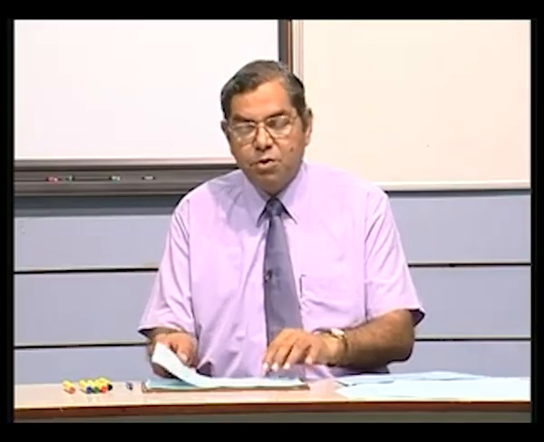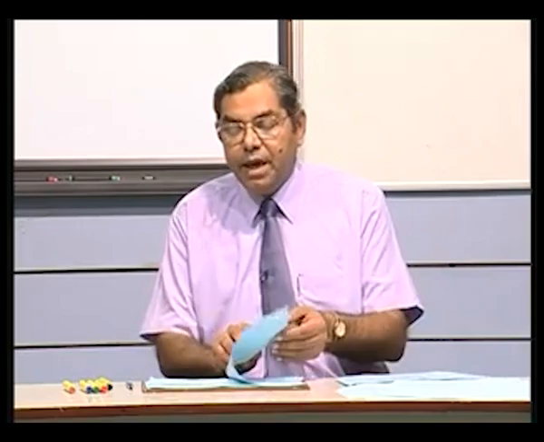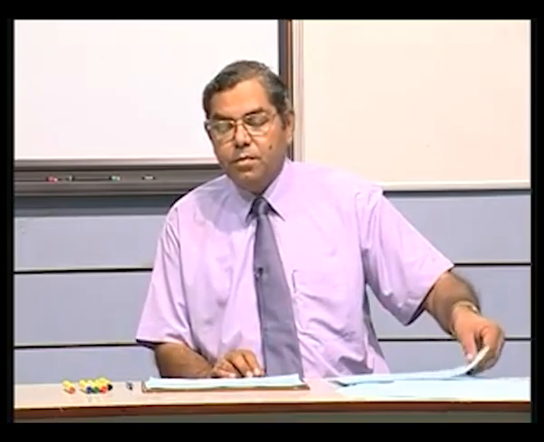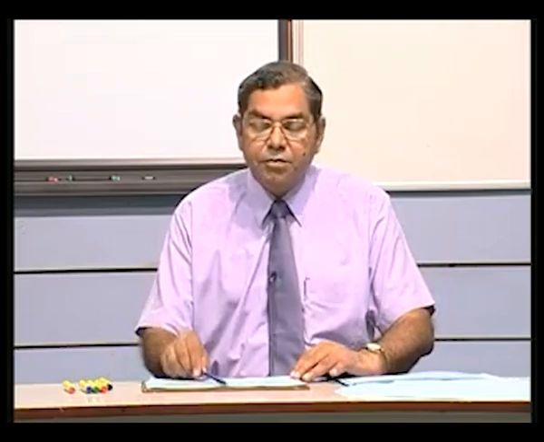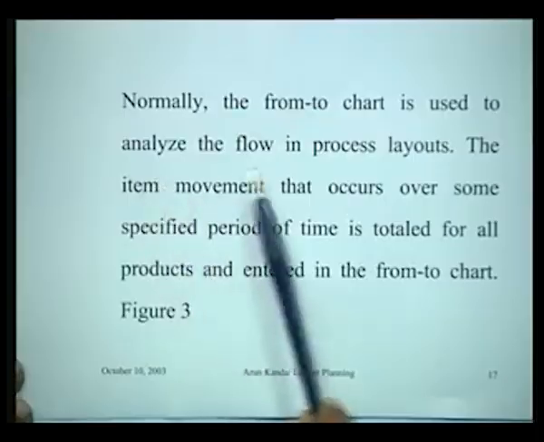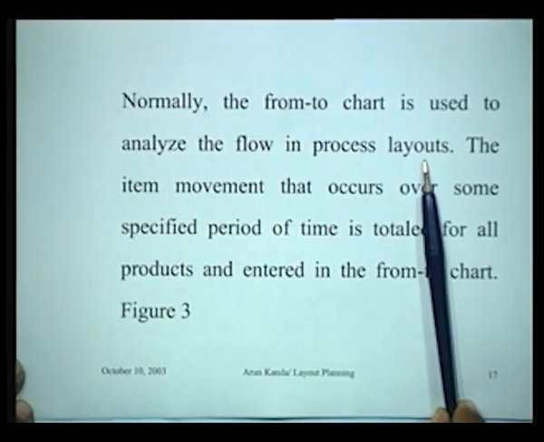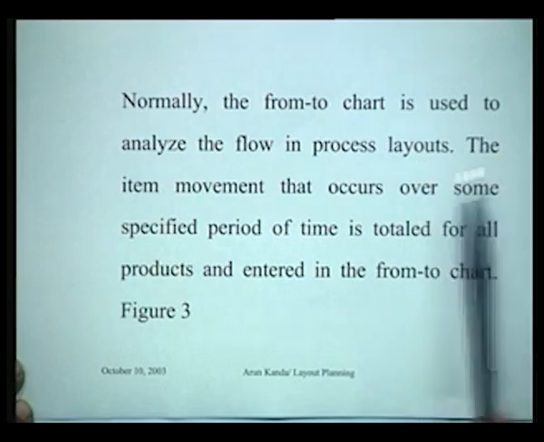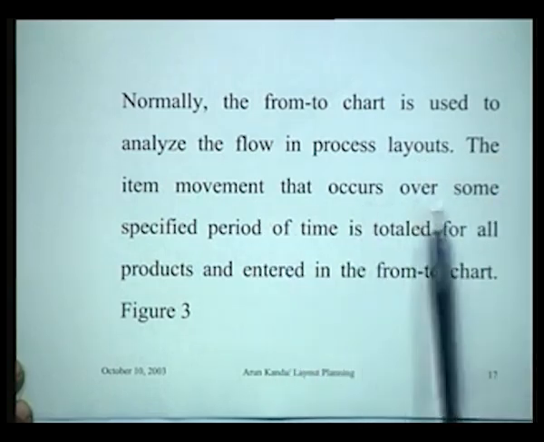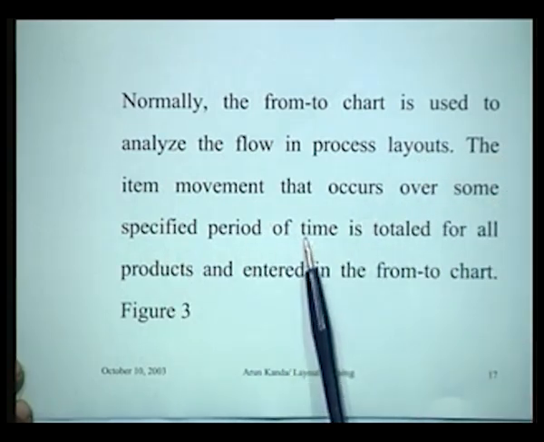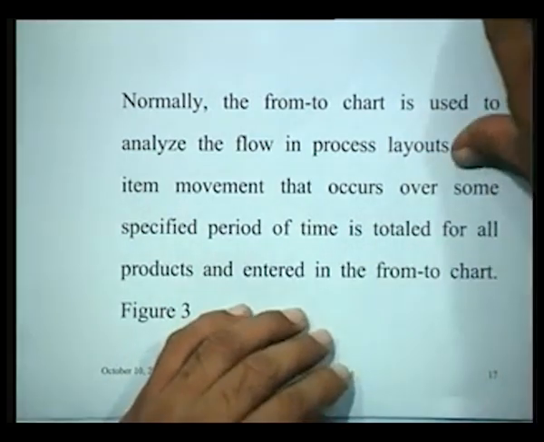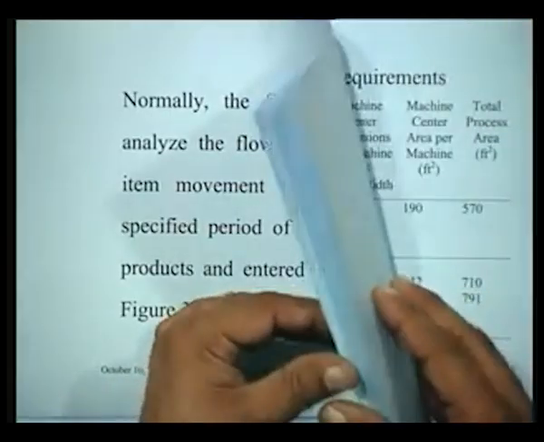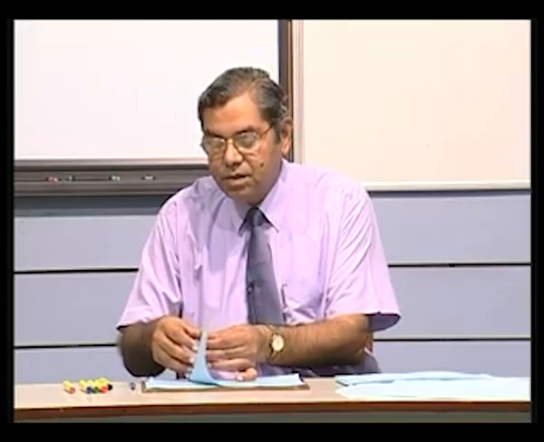So from this from to chart, we can make a comment like this. Normally the from to chart is used to analyze the flow in process layouts. The item movement that occurs over some specified period of time is totaled for all the products and entered in the from to chart as shown in the next figure. What we would like to simply show is this information.